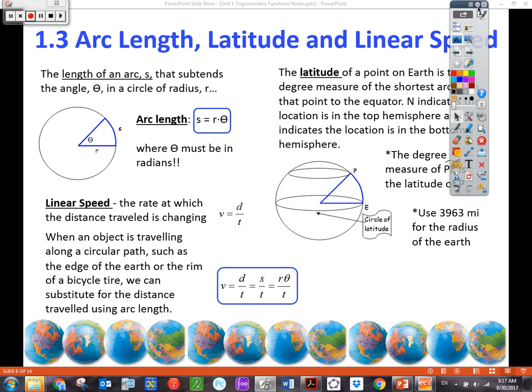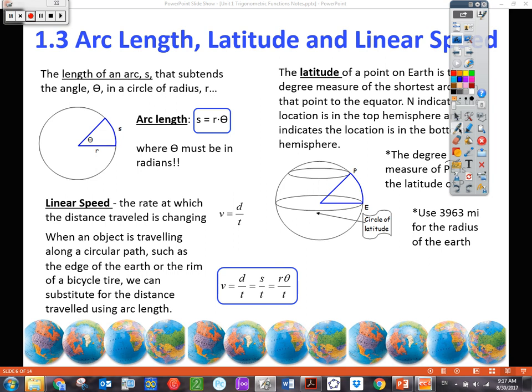For our arc length, you probably remember from geometry, you calculated arc length in geometry, but typically you would have used a degree measure or a portion of the circle, like a fourth of the circle, and you'd multiply that by the circumference. Remember that? Yes, that is a way that you can find arc length, but in pre-calculus and trigonometry, we have another formula that's pretty handy.